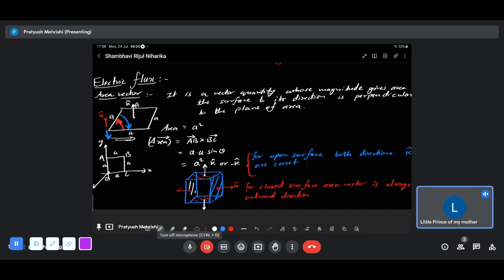Basically, it's a number of field lines passing through the area. Okay, which kind of area? Perpendicular. Yes. Now, what is its mathematical representation?